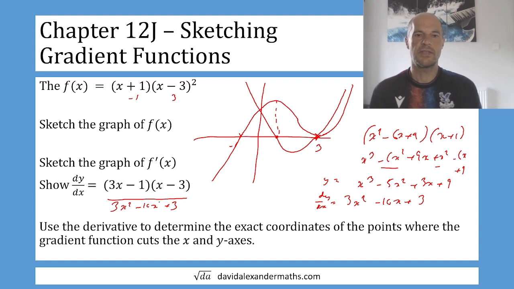So use the derivative to determine the exact coordinates of the points where the gradient function cuts the x and y axes. Okay, so this is the gradient function, 3x squared minus 10x plus 3. So if I factorise it, I get 3x minus 1 times x minus 3. So therefore the x-intercepts will be plus 3. And we can see that it's at plus 3 there, because that's the coordinate of the turning point. And here, from the 3x minus 1, is positive 1/3. So this is 1/3 here.